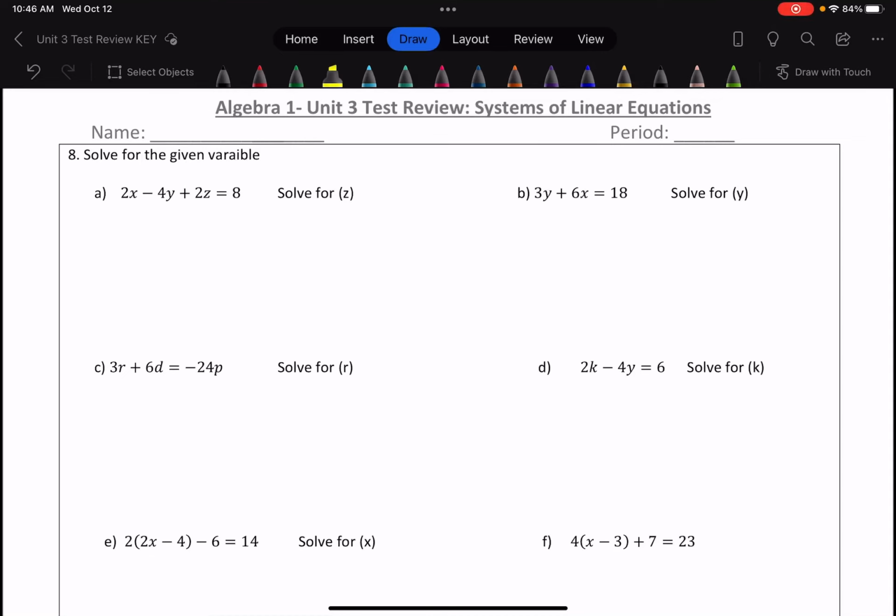Hi guys, we're continuing to work through the Unit 3 test review. This is our Systems of Linear Equations test review. And we're going to throw it back to some stuff that we learned in Unit 2, because these are some areas that we saw some difficulty in Unit 2. And it's important to still be able to solve for a single variable.